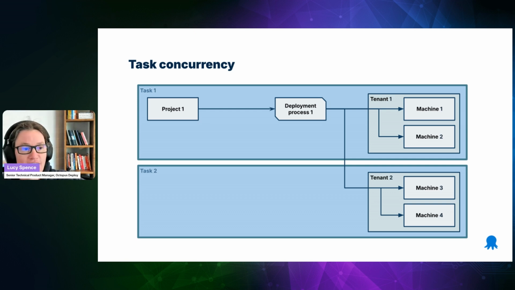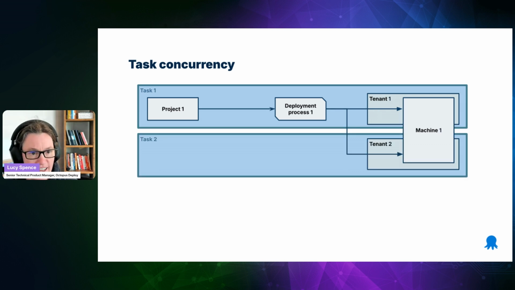Now, if we combine those two scenarios, we have 4 machines that we want to deploy to, and we have 2 in each tenant, that would still be 2 tasks. Something that I didn't mention earlier is when we deploy, if we have a deployment process targeting multiple machines, it will try and do things to all of those machines at the same time, which works for a small number of machines. However, as you get to a larger number of machines, you may want to think about that slightly differently, and we'll talk about that in a little bit.